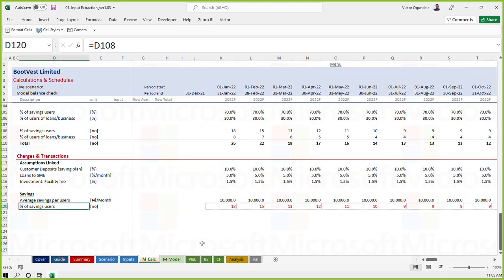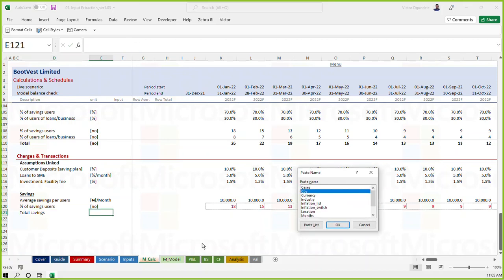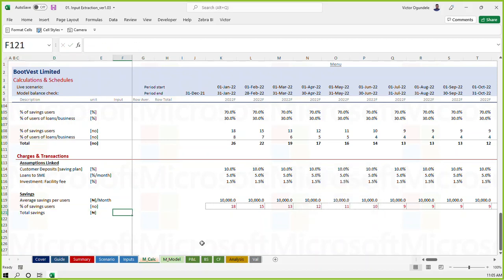Then what is our total savings per month? Total savings will be the average savings per user multiplied by the number of savers. So let's change this one to savings users, and we know that this is more like our total.